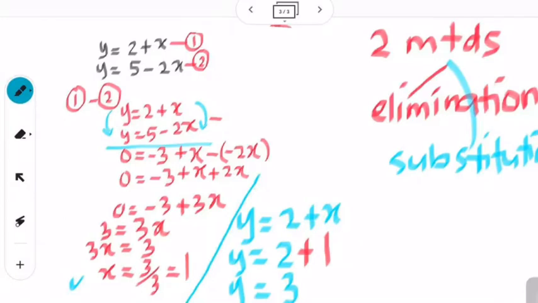Jadi, the solution for x and y, x is 1 and y is 3. Baru siap. Mesti ada dua solution macam ni lah. X dengan y. Okay. Can someone repeat the process? Teacher, can I try? Yes, Izati.